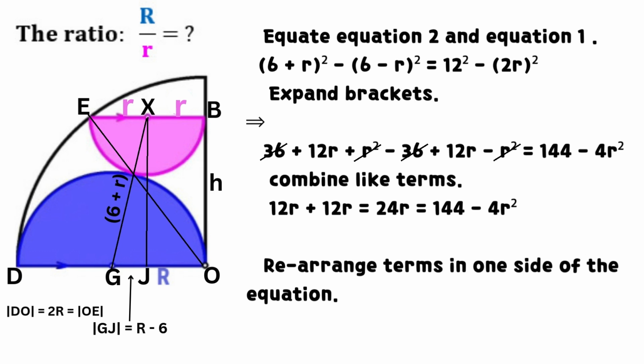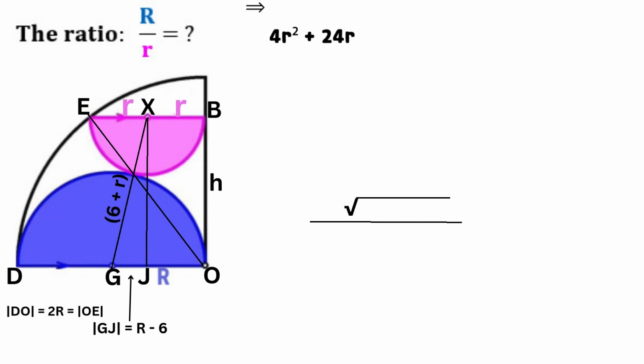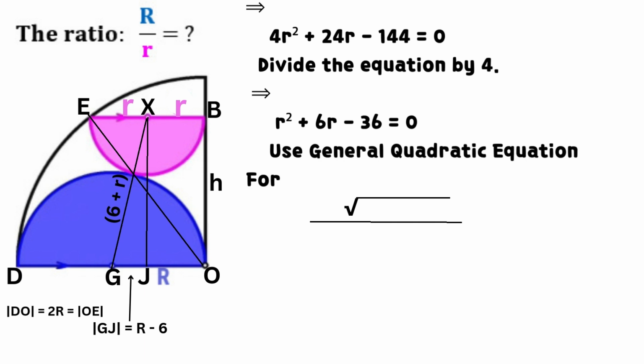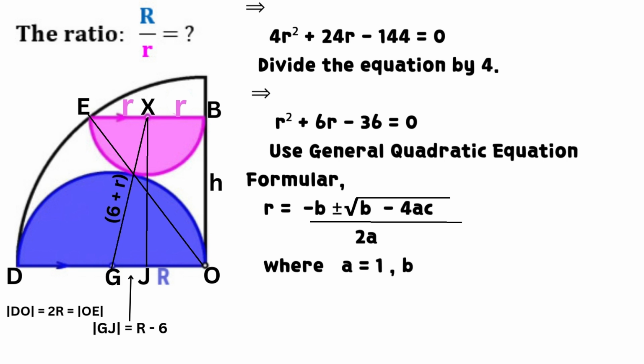Rearrange terms in one side of the equation. The sum of 4 times the square of R and 24R minus 144 equals 0. Divide the equation by 4. It implies that the square of R plus 6R minus 36 equals 0. Use the general quadratic equation formula as shown on the screen, where A equals 1, B equals 6 and C equals negative 36.